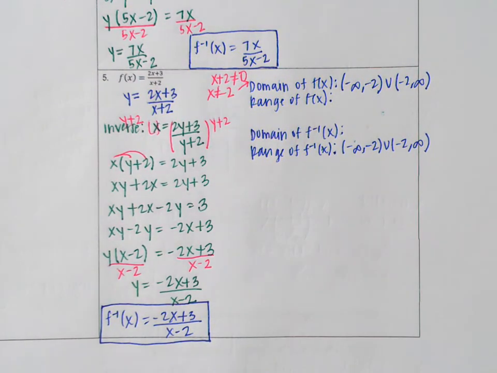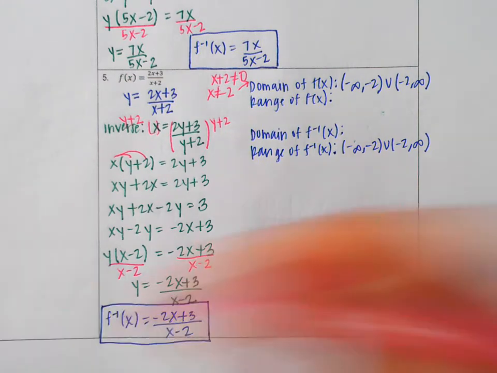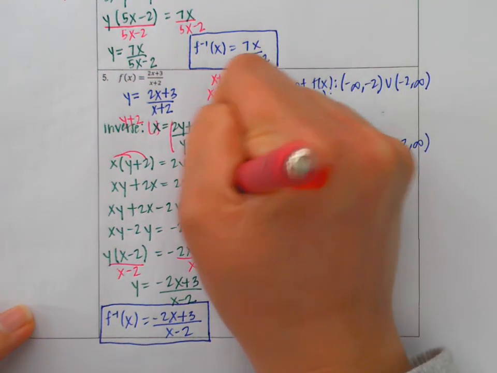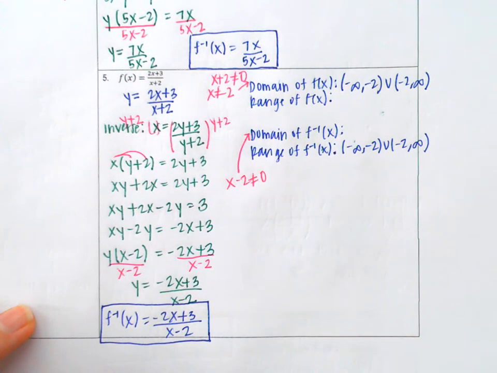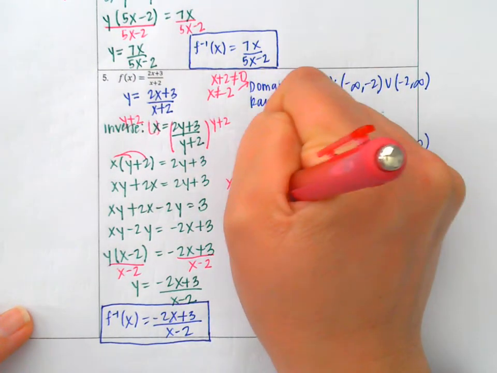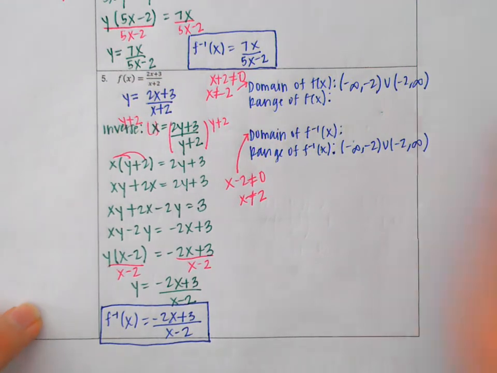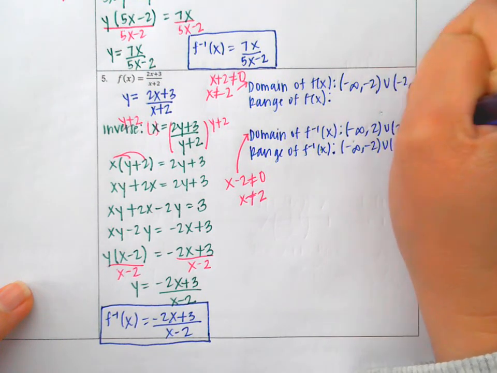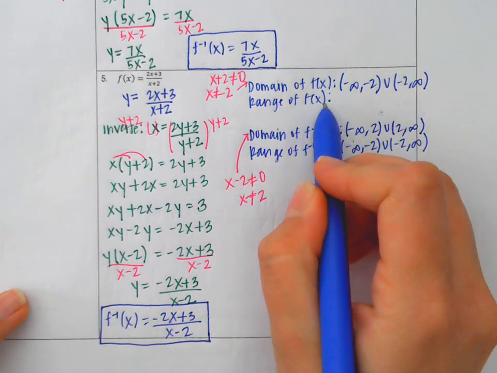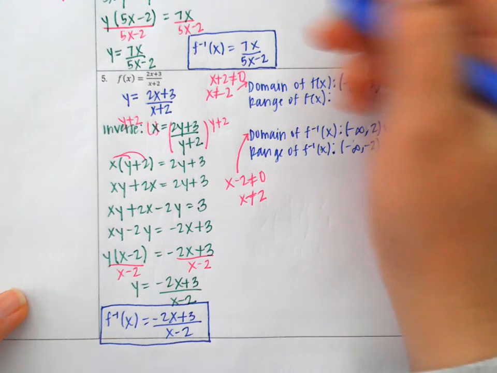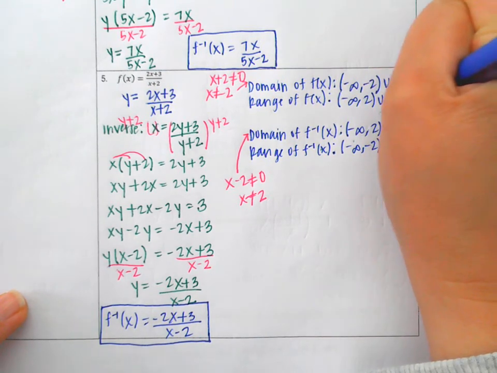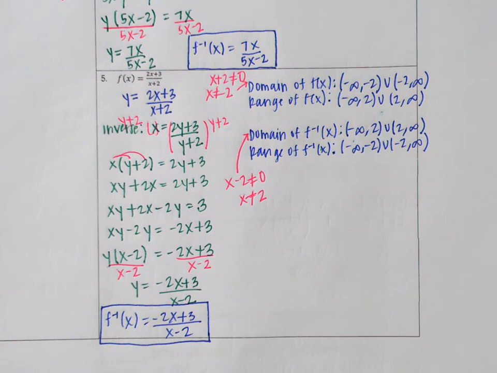Okay, so then we need to find the domain of the inverse. And that's looking at this denominator, which is x minus 2. So x minus 2 can't be equal to 0. We add 2, and x can't be equal to 2. So the domain here is negative infinity to 2, union 2 to infinity. And then the range here is going to be the same as the domain of the inverse, negative infinity to 2, union 2 to infinity. And that's it. So that's your notes for 5-2.